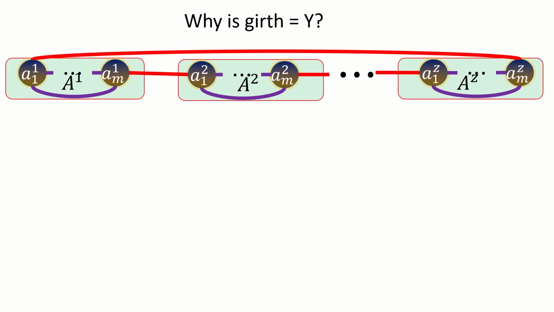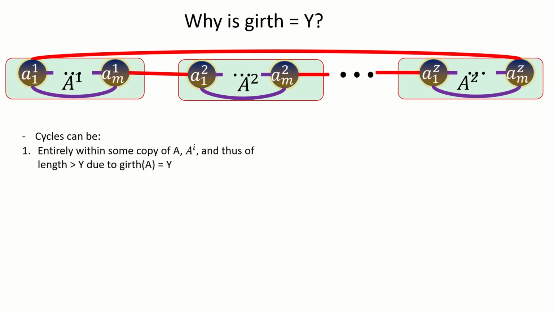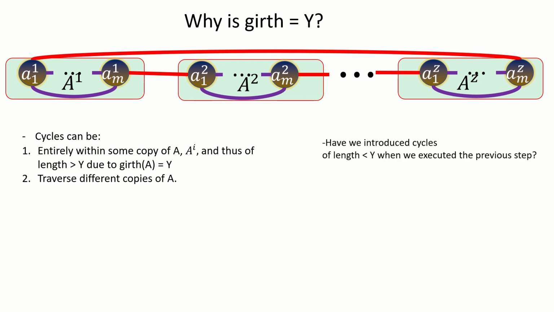This is because cycles in this graph are either entirely within one copy, which must have length at least y, or they go between copies. That is, they have at least some edges between vertices in different copies. After the step where we raised all vertices to degree x, we ended up with many more edges, so you might think that we could have produced cycles of length less than y from those edges that we added in our previous step. But thankfully, that's not the case.